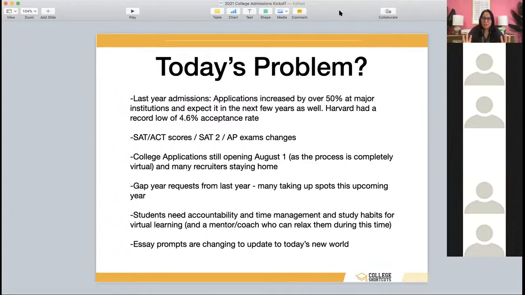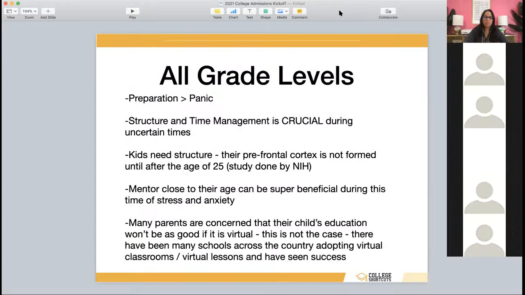So again, one of the big things I said last year was it's not the scores anymore, it's the story. Essay prompts are actually shifting in that manner of what they're looking for, which is a really big deal. All right, now let's talk about what's super important for all grade levels, okay?